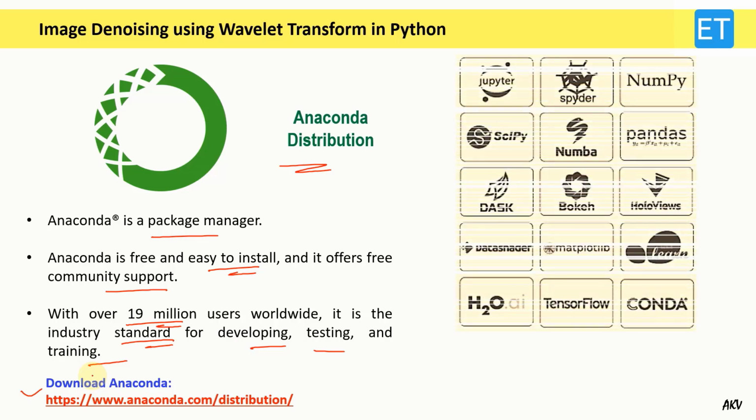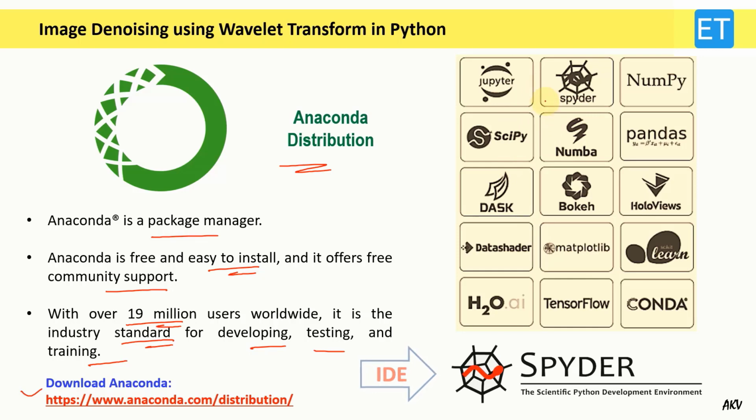One good thing is that Anaconda has more than 7,500 packages and libraries to support the development of various applications. It supports NumPy, SciPy, Numba, Pandas, Matplotlib, TensorFlow, etc. And it includes one IDE, which is Spyder. I personally like the Spyder IDE very much because its GUI is very similar to MATLAB, and as I am a MATLAB coder, I like Spyder very much.